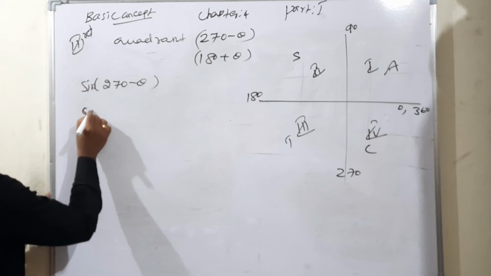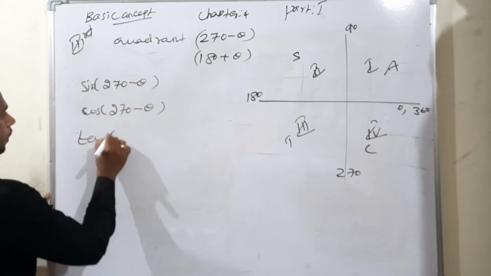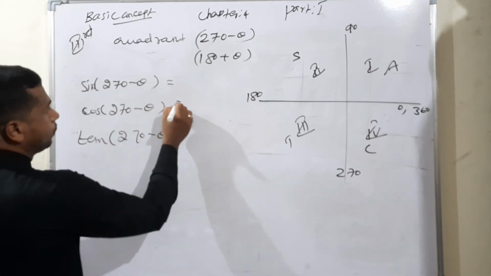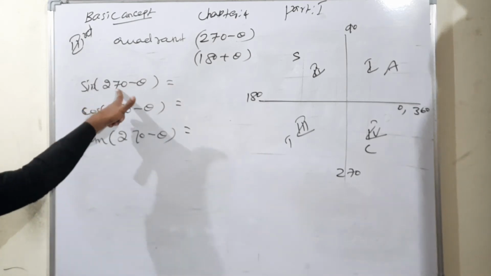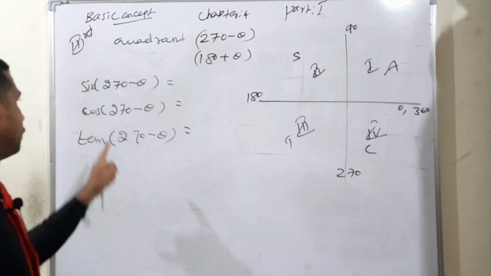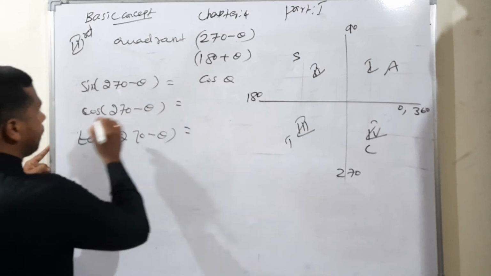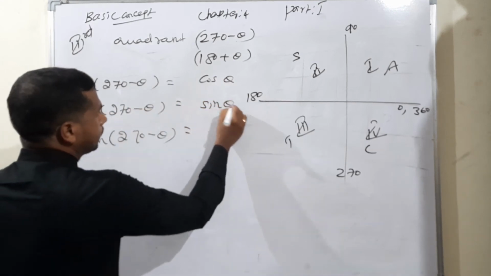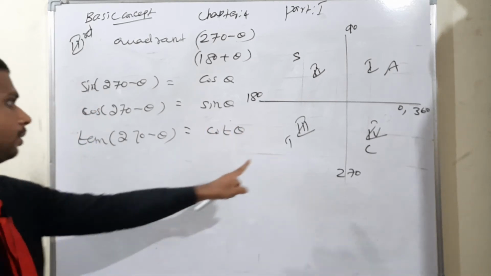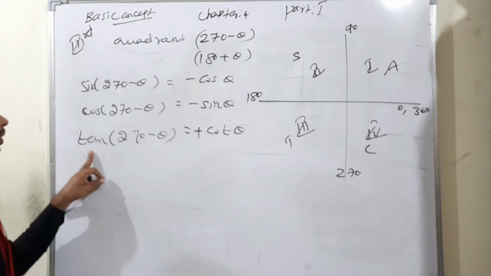Sin 270 minus theta, cos 270 minus theta, tan 270 minus theta. Now sin 270 minus theta, what will happen? It lies on the third quadrant, and this is a vertical line. Vertical means sin changes to cos theta, cos changes to sin, tan changes to cot theta. In the third quadrant, only tan is positive. So tan is positive, here also negative, here also negative.